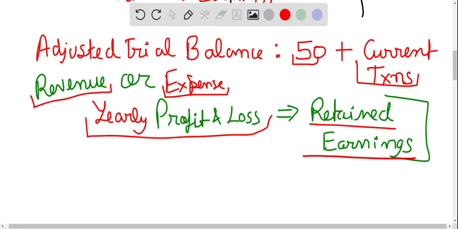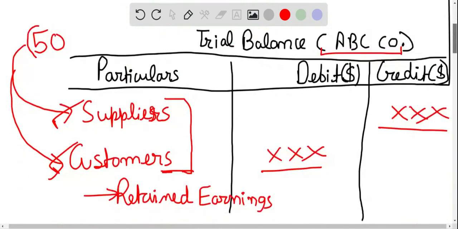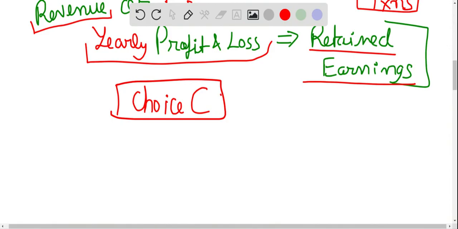So our current solution matches with choice C. That's all we have understood so far. So choice C is the correct answer. That's all for our solution.